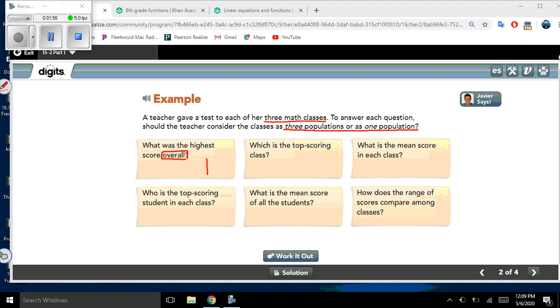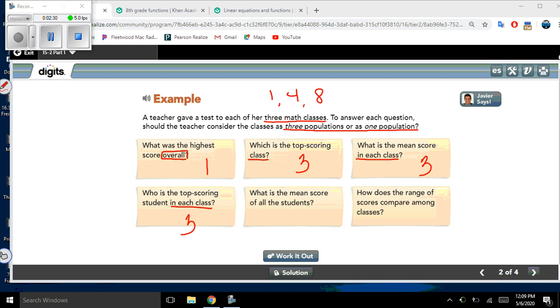What was the top scoring class? Now we're looking at it from a 6th grade, 7th grade, 8th grade perspective, or better yet, for us, maybe my 1st period class, my 4th period class, and my 8th period class. Then we're comparing the 3 classes to see which one was the top scoring class. What is the mean score in each class? Again, as soon as it says in each class, we're looking at 3 populations. Who's the top scoring student in each class? Once again, we're looking at 3 populations there.